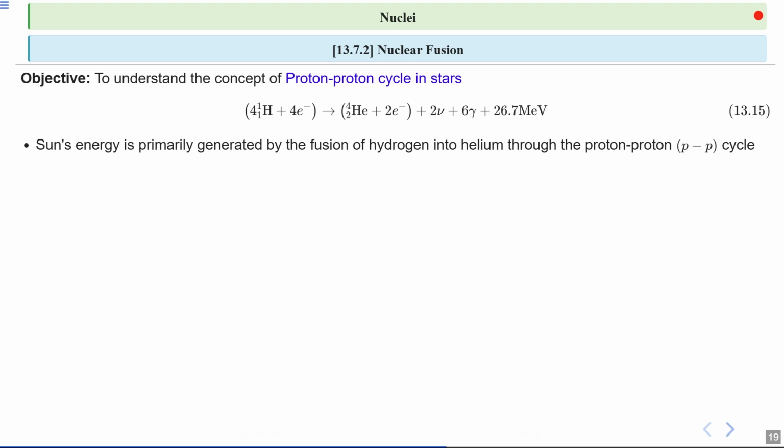Notice that the sun's energy comes mainly from the proton-proton cycle. In this process, hydrogen atoms fuse together to make helium. Without this cycle, the sun wouldn't be able to shine or support life on Earth.